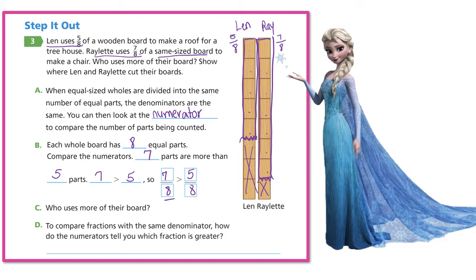Boys and girls, since the denominators are the same, I can just compare the numerators to see the number of parts that I'm counting. If I'm counting 7 parts out of 8, that's more than counting 5 parts out of 8. So who uses more of their board? Raylette does. To compare fractions with the same denominator, how do the numerators tell you which fraction is greater? Well, the bigger the numerator, the bigger the fraction.